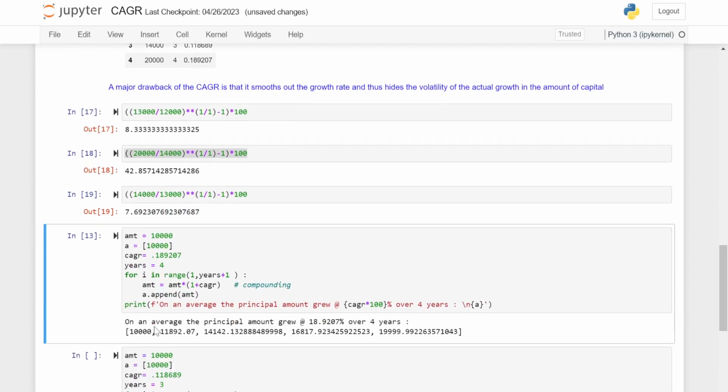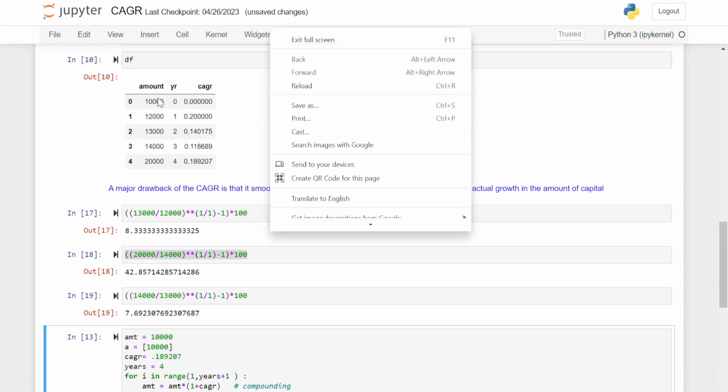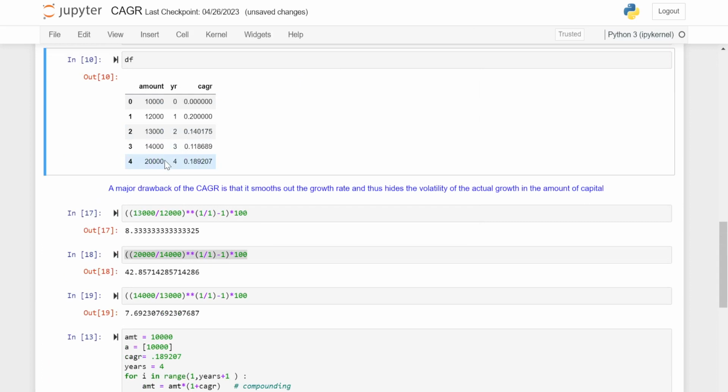So this is how, if the growth is going to be 18.92, 10,000 will travel like this in 4 years. 10,000, 11,892, then 14,060, and then it is becoming 20,000. Correct? It is traveling like this. But this is not what we are doing in CAGR. We only take 2 points. What is our initial point, initial money, and what is our final money? And then we try to take the growth rate, right?